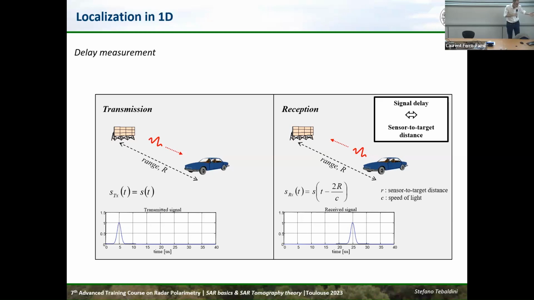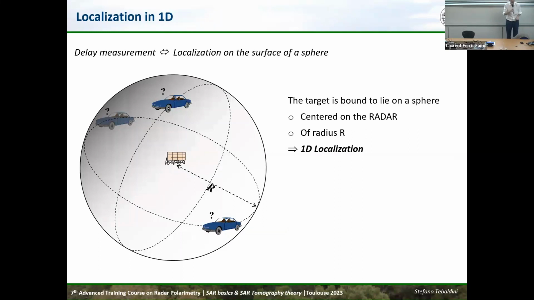So basically, we trade time for space and we can tell the distance, which means that after a radar survey with a single radar, what you know about the target is that it has to be found over the surface of a sphere that is centered on your radar and with a radius that is given by the distance that we have just measured. So in this sense, we talk about a one-dimensional localization. After a radar experiment, you are sure that the target is found on the surface of this sphere.